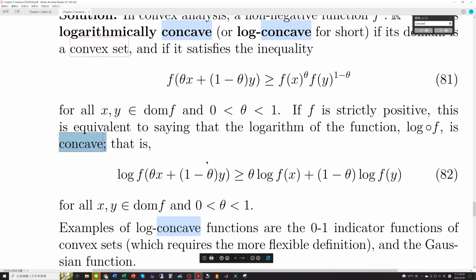So please recall that. What does it mean that log f is concave? That is, log of f of theta x plus 1 minus theta y is greater than or equal to theta times log f of x plus 1 minus theta times log f of y, for all x, y in the domain of f and theta between 0 and 1.